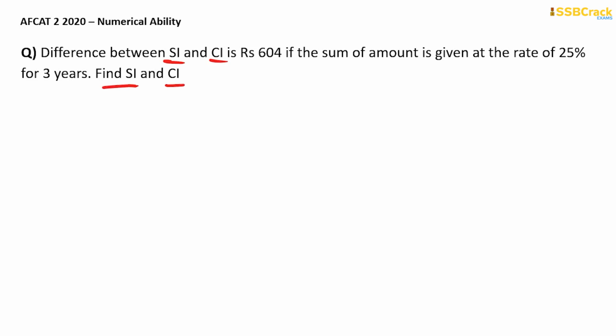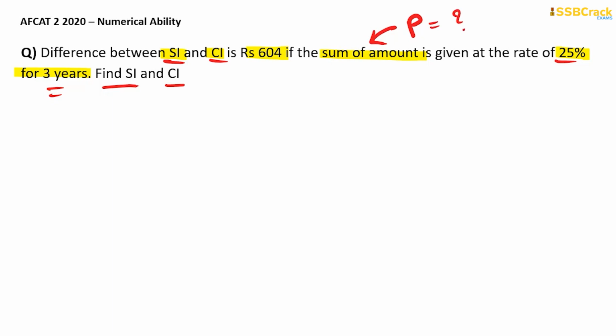As mentioned by our fellow aspirant, this is a memory based question, and the question was like this: the difference between SI and CI is rupees 604, and the sum of amount is given at the rate of 25% for 3 years. This was the information. So that sum of amount is unknown. What is this? Actually, it's a principal amount which was given at the rate of 25% for 3 years of time period. And aspirants mentioned that might be the question was to find the SI and CI. This would have been also a question where you find the sum of amount, the P only.